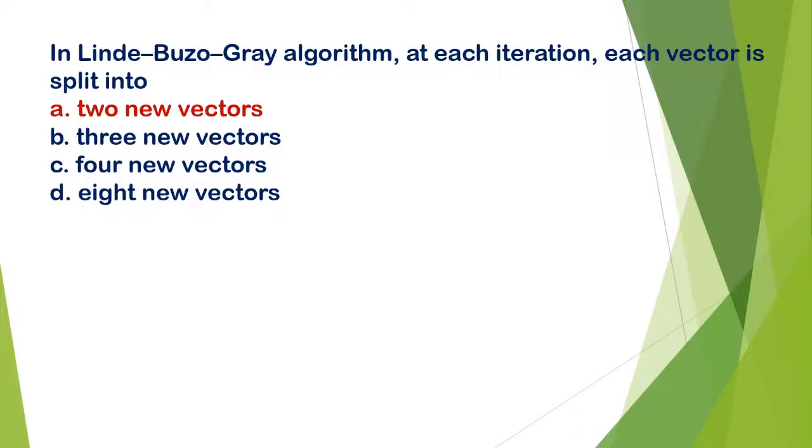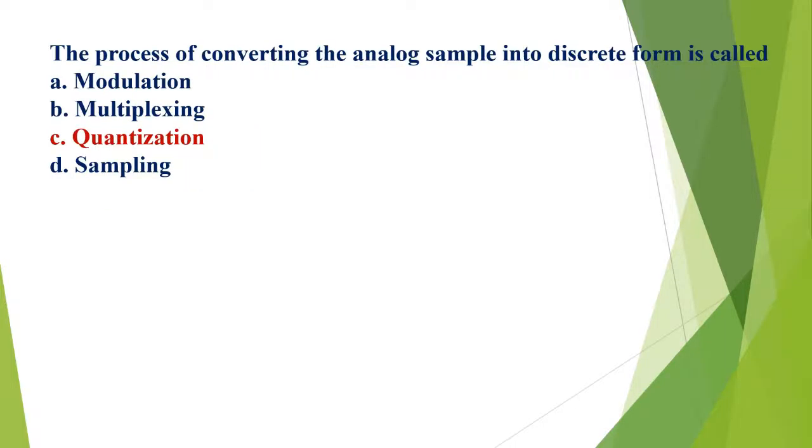In the Linde-Buzo-Gray algorithm, at each iteration, each vector is split into A. 2 new vectors, B. 3 new vectors, C. 4 new vectors, D. 8 new vectors. And the correct option is A. 2 new vectors.